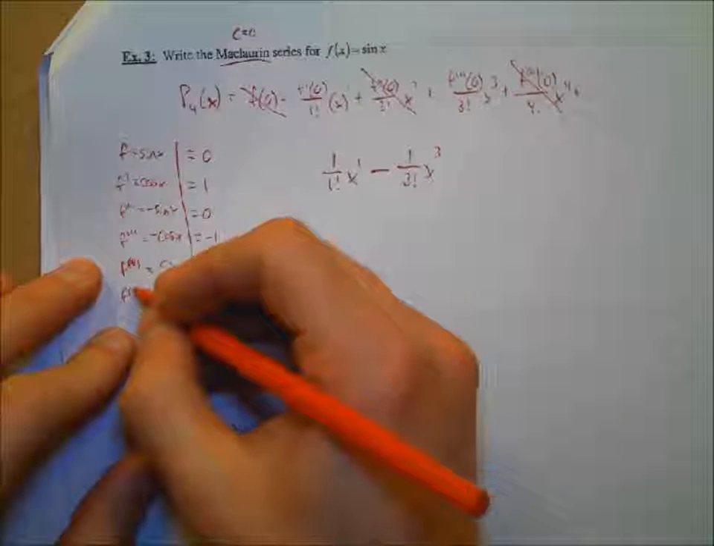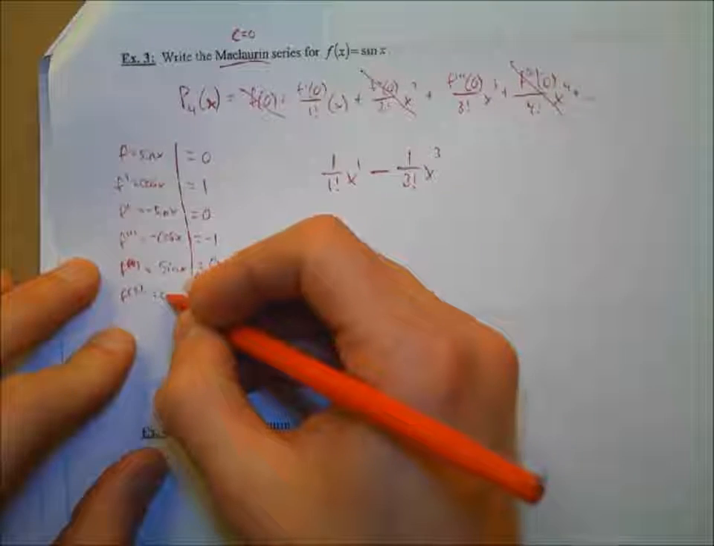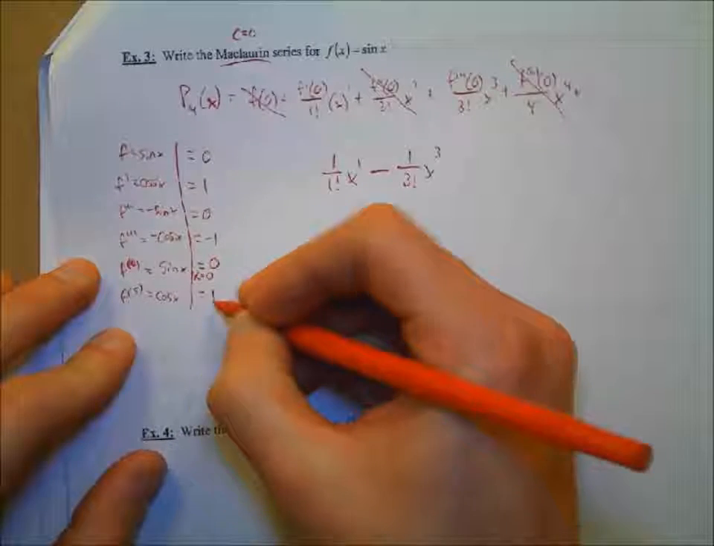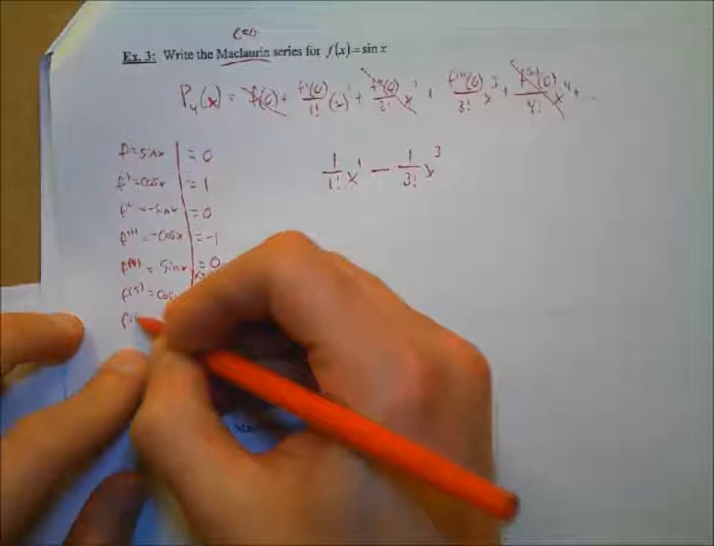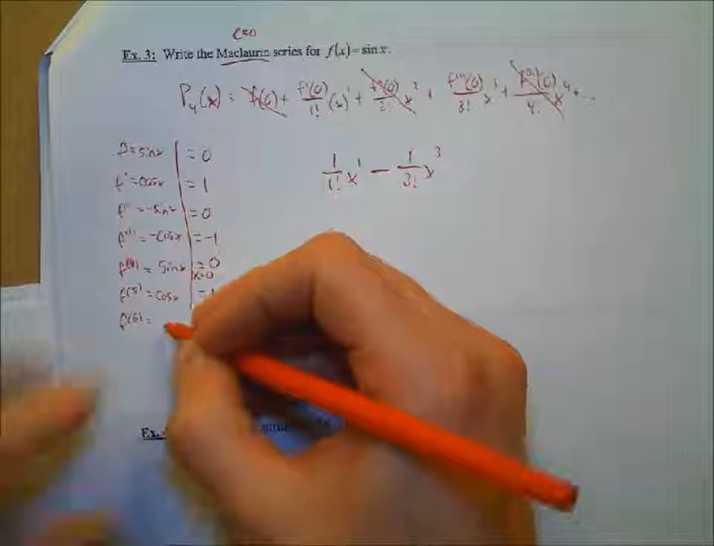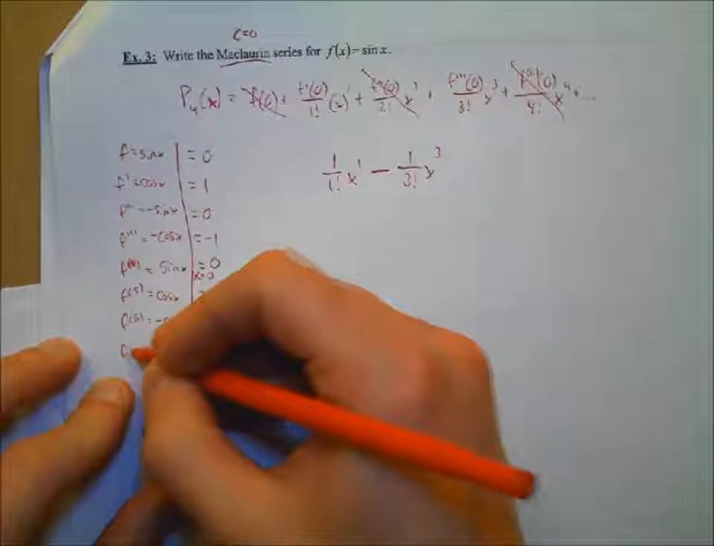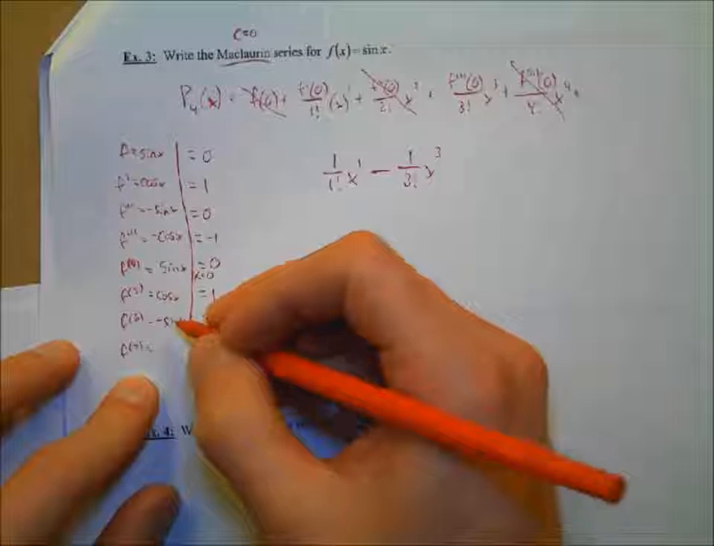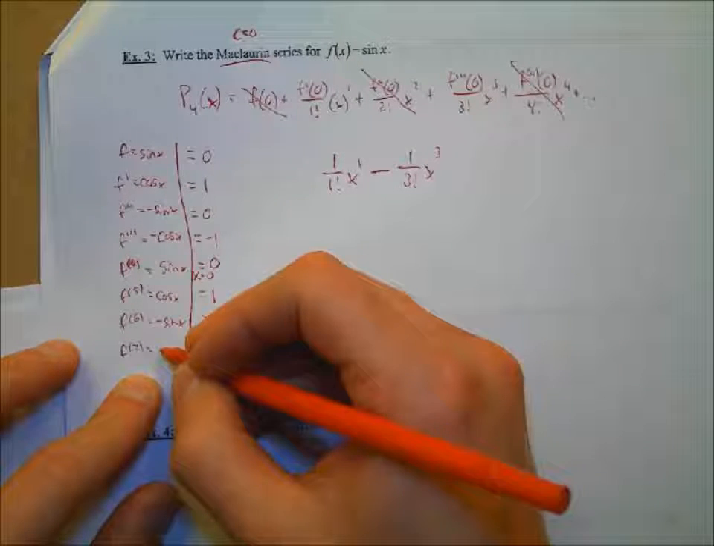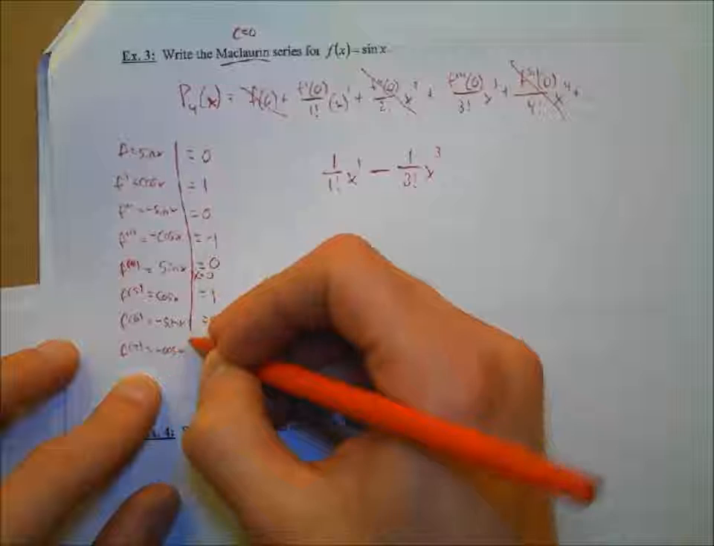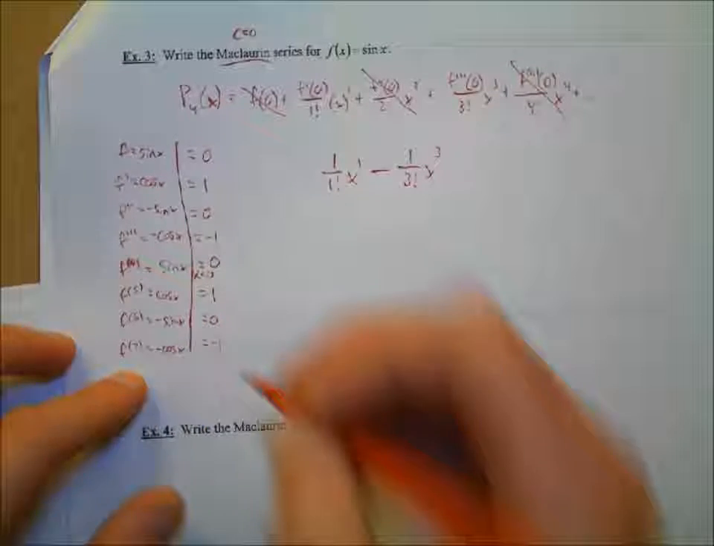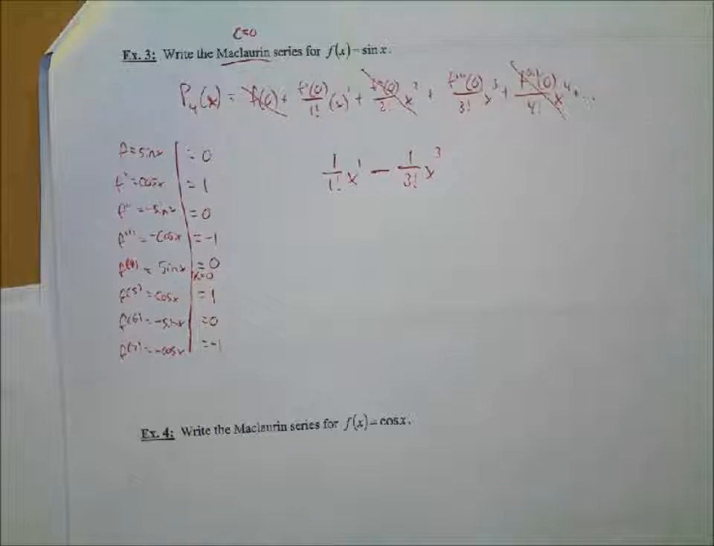So I'm going to do the 5th derivative, which is going to be cosine of x, and that's going to give me another 1. So there's another term. The 6th derivative, the derivative of cosine, is going to be negative sine of x. That's going to give me 0 again, so no more terms there. But then the 7th derivative, the derivative of negative sine, will be negative cosine of x, and that will give me a negative 1. And so, phew, we got 2 more terms.